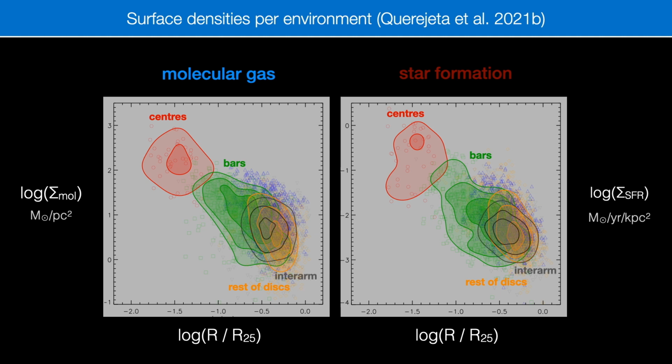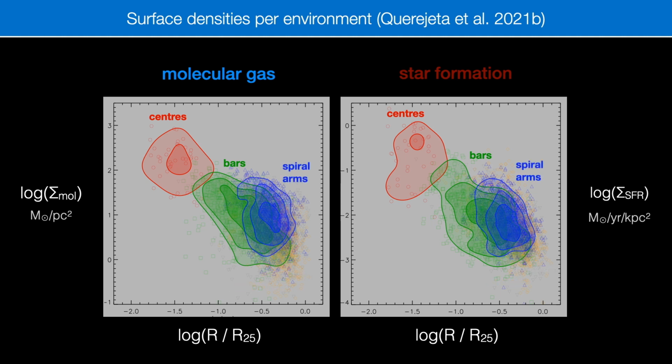The same applies to the values for the interarm, and spiral arms tend to have slightly higher surface densities at the same normalized radius. However, if we pay attention, we see that there is also a big overlap between spiral arm values and bar values, implying that for two different galaxies at the same normalized radius, we can find bar surface densities which are comparable to the surface densities that we find in spiral arms in another galaxy at a comparable normalized radius. The plots that we just saw make it clear that there are bulk offsets, bulk differences in terms of surface densities among some of these environments.